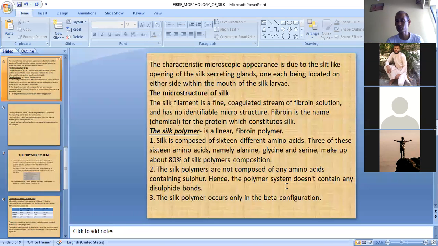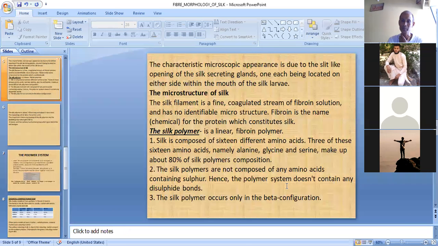So sometimes short questions may be asked on this. Name the amino acids found in silk, or name the important amino acids found in wool. In both cases, you can see different types of amino acids are found in wool as well as silk, so you have to remember the names. The silk polymers are not composed of any amino acids containing sulfur. That is the major difference between wool and silk.